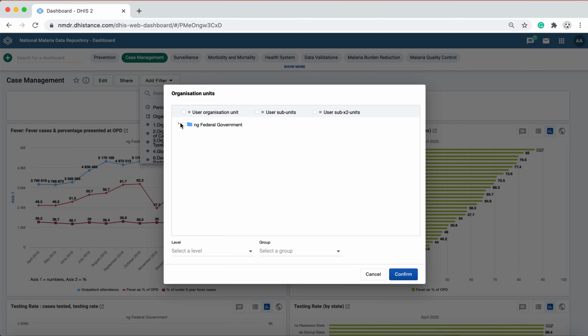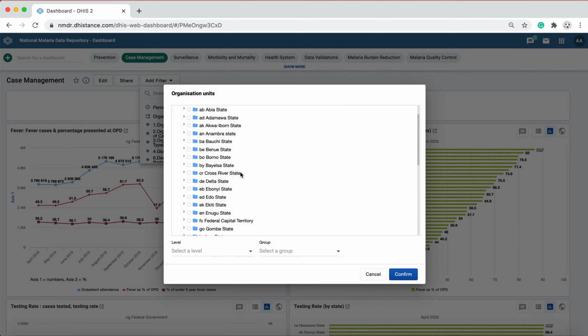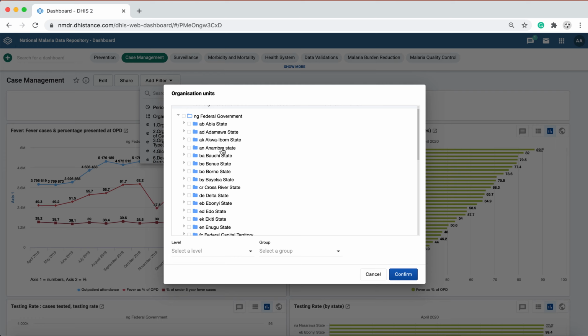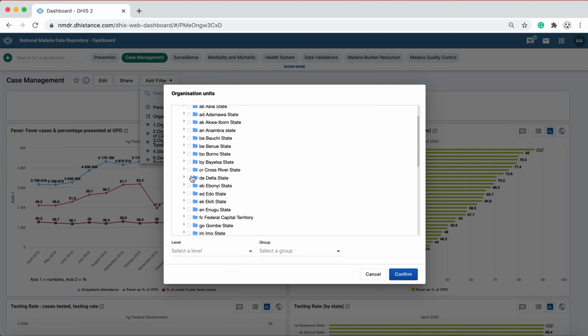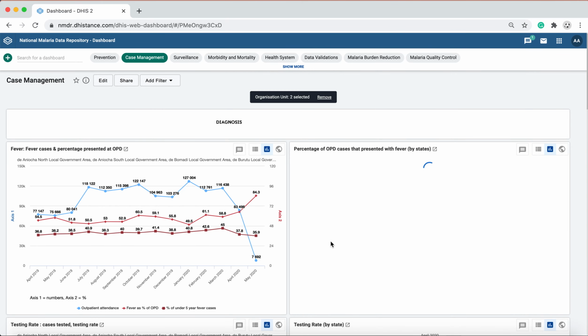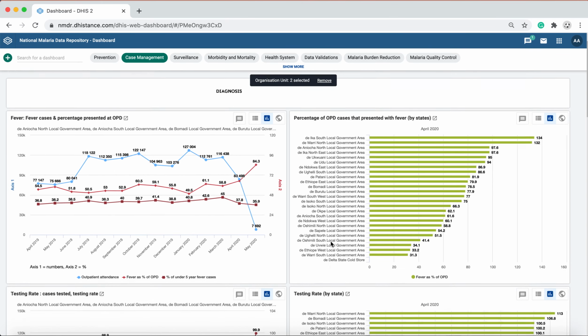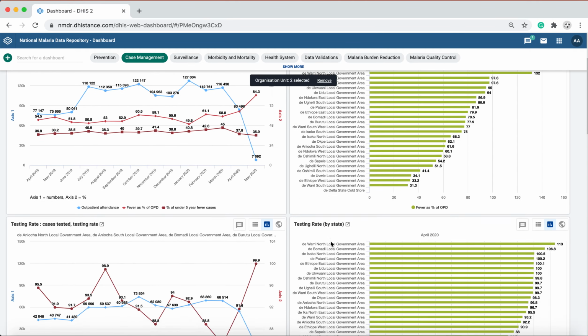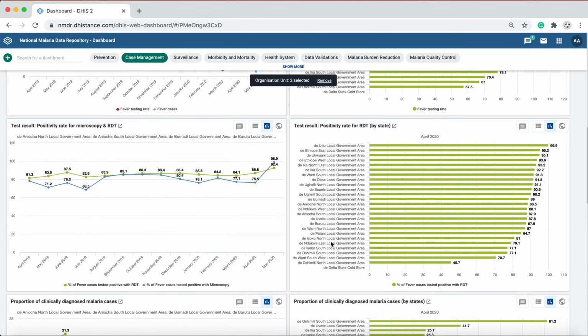So we want to find out what's happening in Delta State. You go quickly, you select the state. Once you select the state, you come to the level: at which level do you want to see? Once you select the state, you want to see at LGA, then you press the confirm button here. So every data set on this page will change to Delta, even the trends and the charts, everything here. So we are now interested in looking at the test positivity rate.